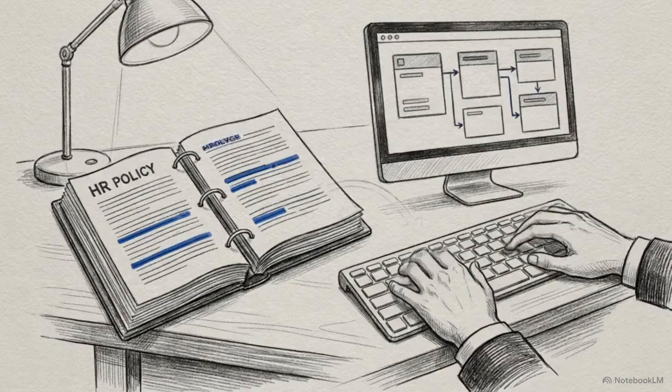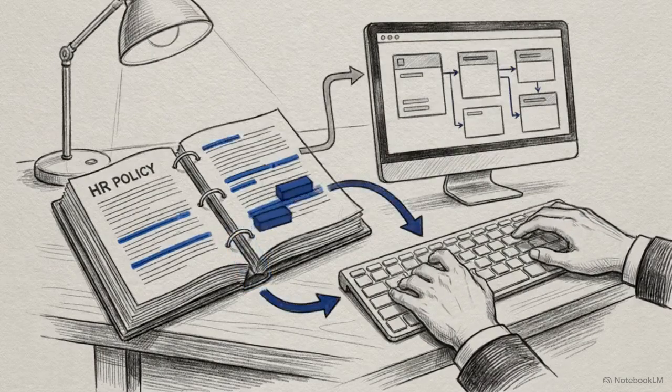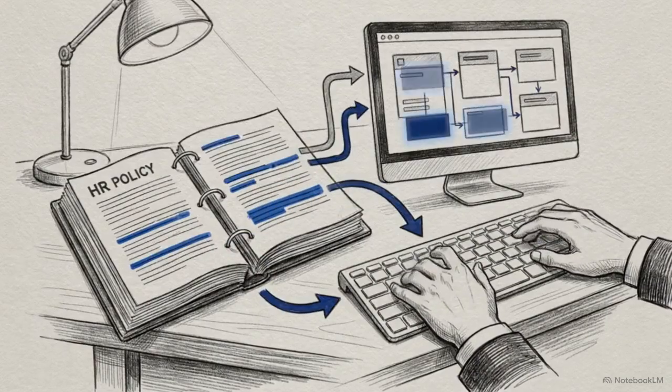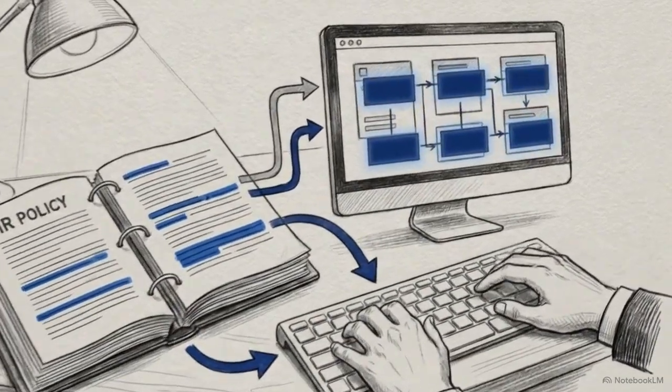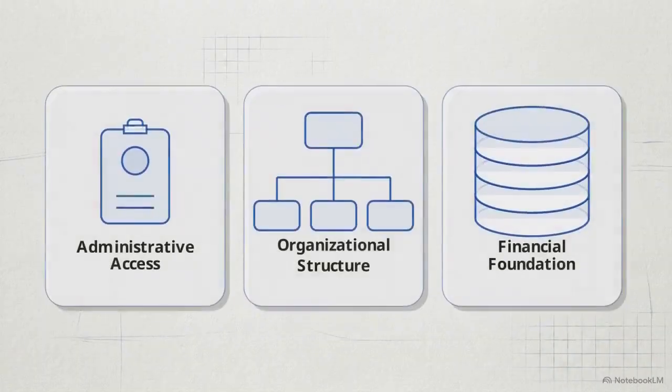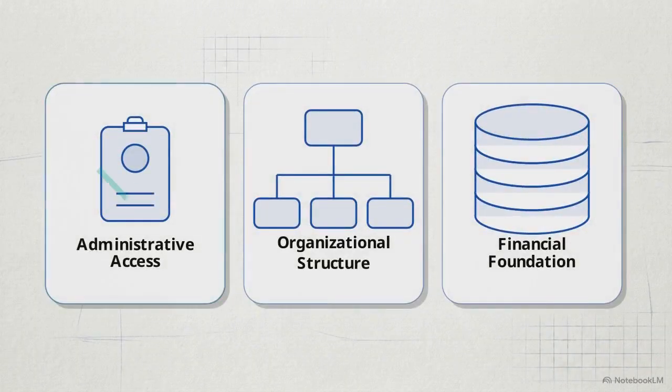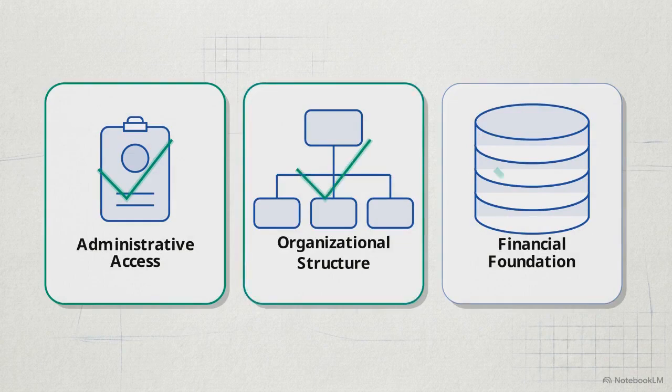Our objective is straightforward. We are taking your static, written HR policy document and translating it into an active, automated system rule. Before beginning, ensure you have administrative or HR manager access and that your departments, positions, and basic payroll settings are already configured in the system.